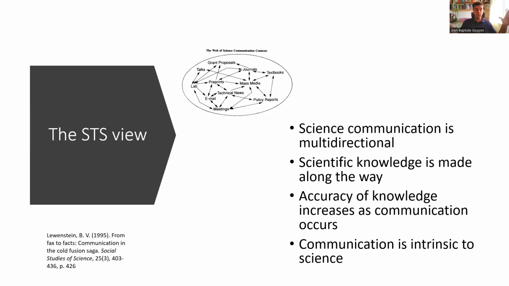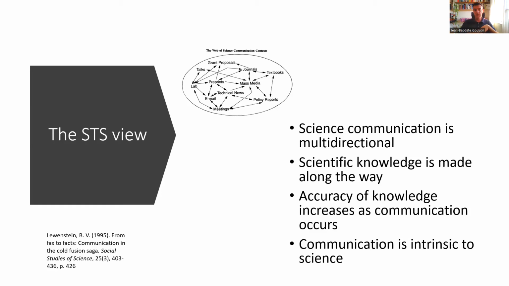It goes in a multitude of directions between scientists and journalists, between journalists and scientists, between scientists themselves, between journalists and politicians, between scientists and politicians, between politicians and journalists. And the key idea, I think, from the STS view, which is something we'll come back to at the end of the lecture, is that scientific knowledge is made along the way. So it's different from the received view, where scientific knowledge was first developed and then communicated. Here, scientific knowledge is made as it is communicated.